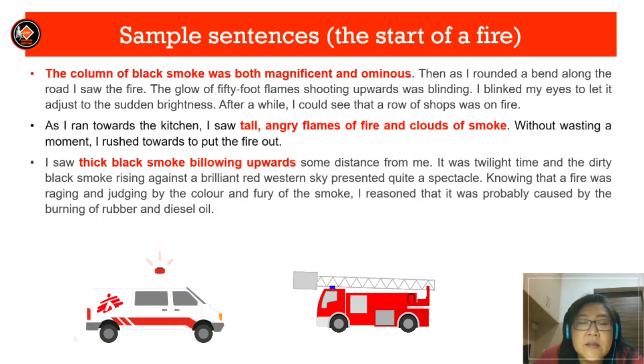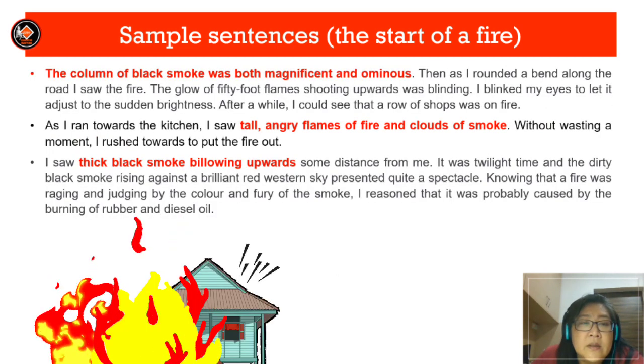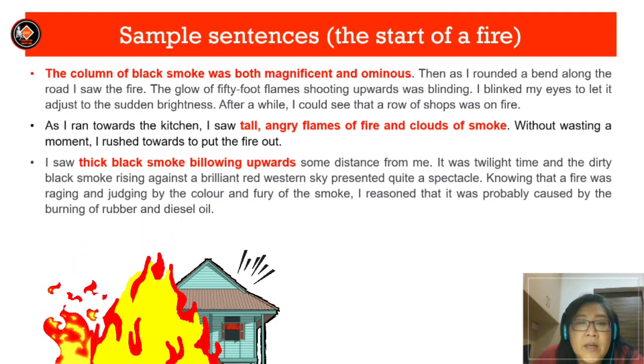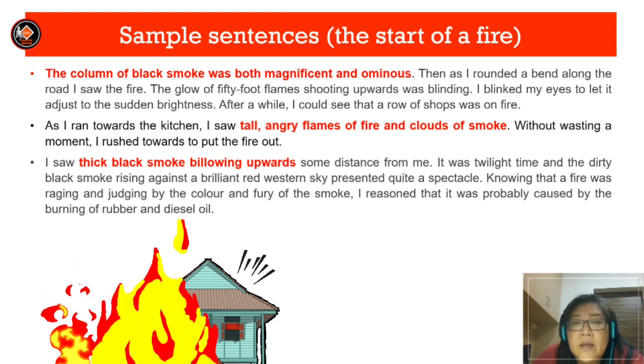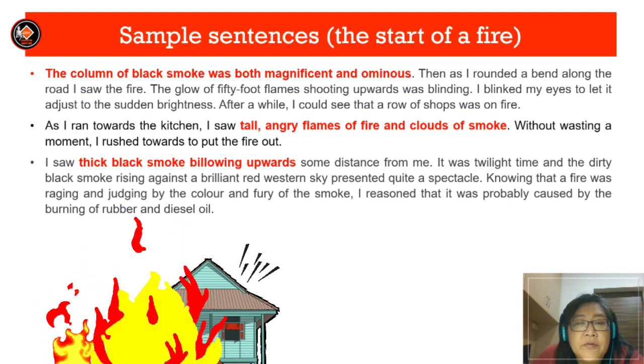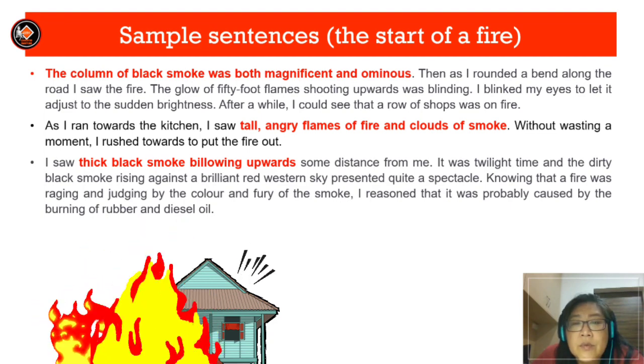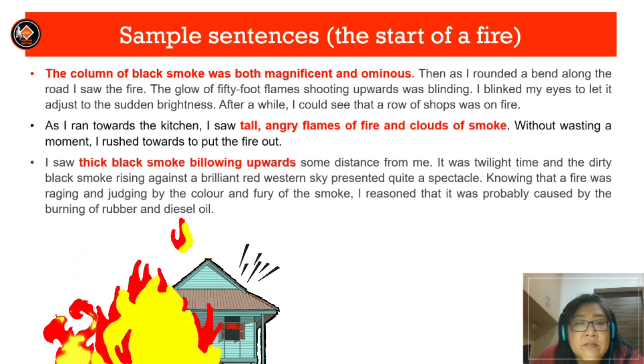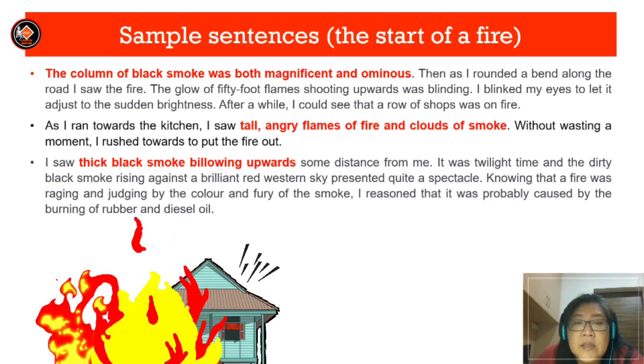There are more sentences here or paragraphs. The column of black smoke was both magnificent and ominous. Then, as I rounded a bend along the road, I saw the fire. The glow of 50-foot flames shooting upwards was blinding. I blinked my eyes to let it adjust to the sudden brightness. After a while, I could see that a row of shops was on fire.